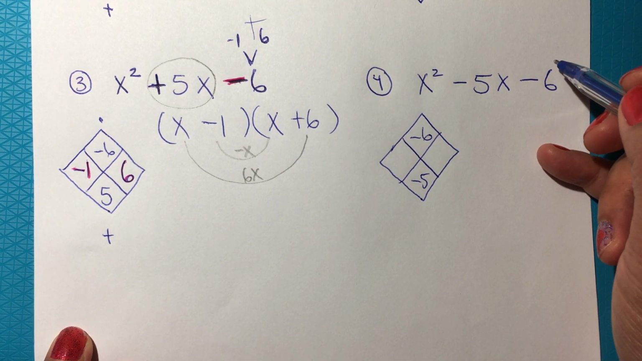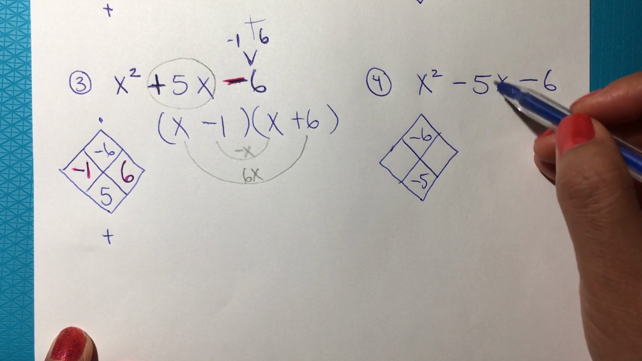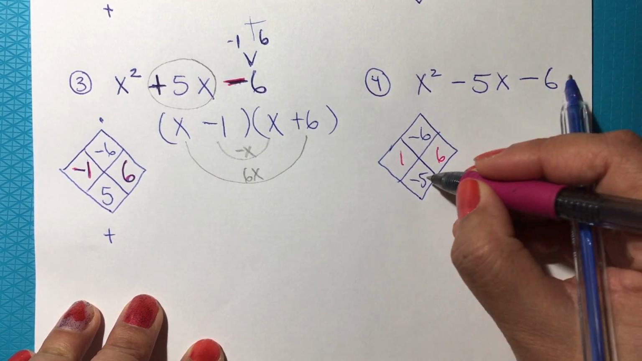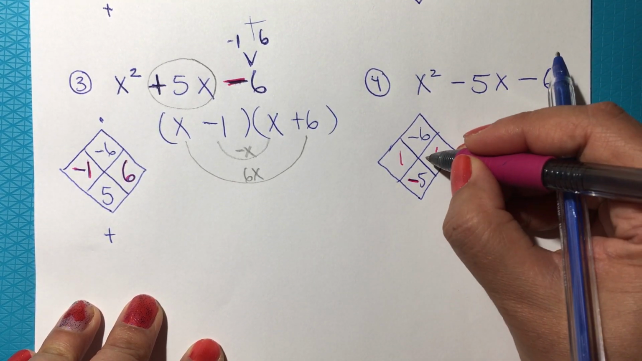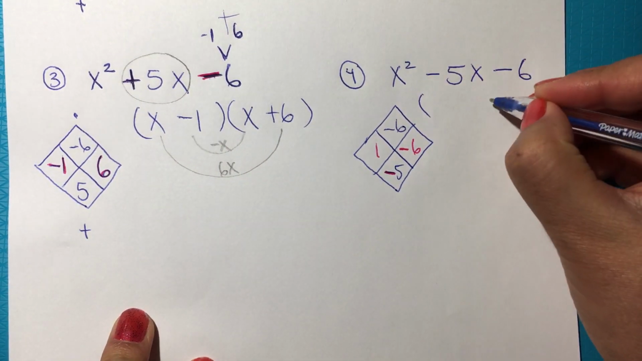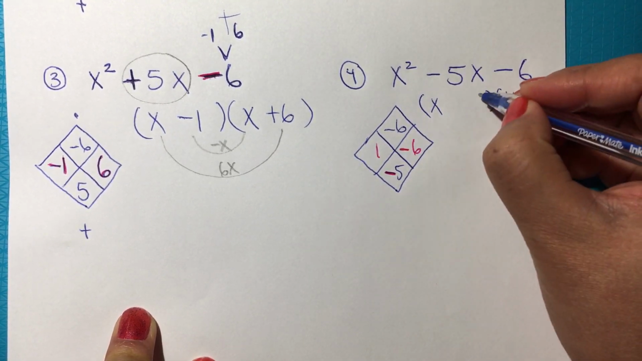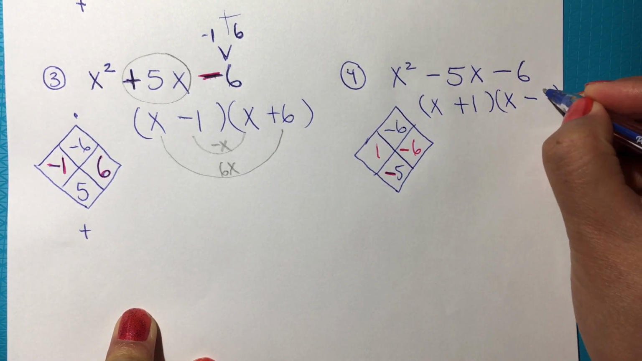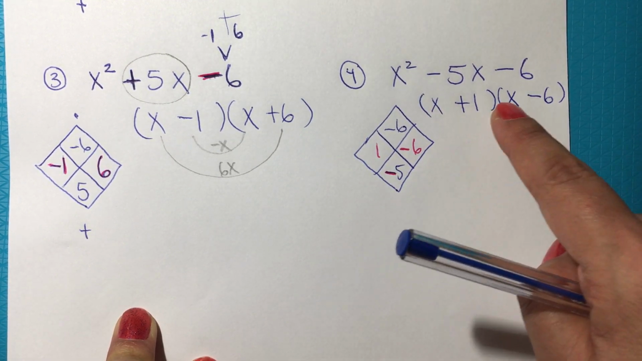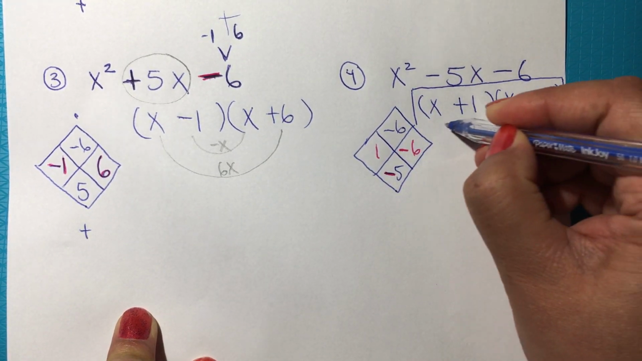Again, it cannot be 2 times 3, because when we subtract, 3 minus 2 is 1, not 5. So the other possibility is a 1 and a 6. Again, this tells me the sign of the biggest factor. Okay? And we open our parentheses. x plus 1, x minus 6. It doesn't matter where you put them. You could put x minus 6, x plus 1, as long as you keep the sign with the correct one.